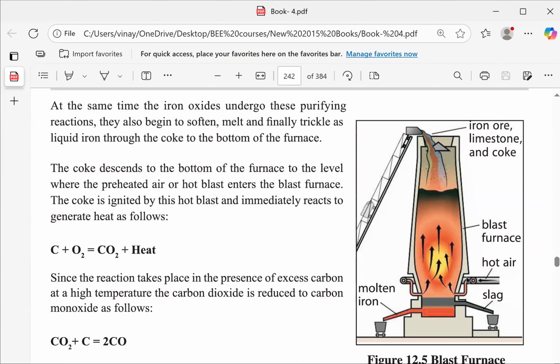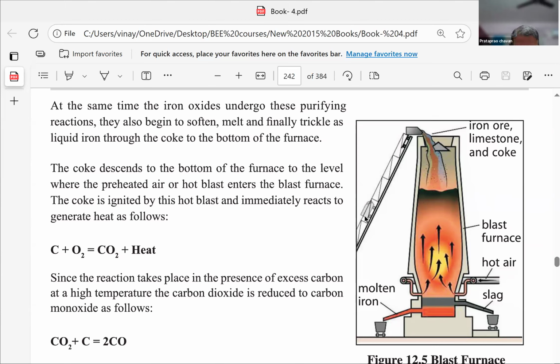So this is blasted through the bottom. The air travels upward, creating a very high temperature zone here. Now in this zone, whatever material is falling from the top, that is the iron ore, limestone and coke.